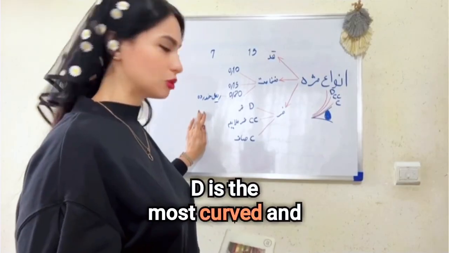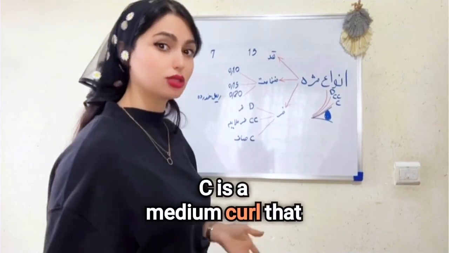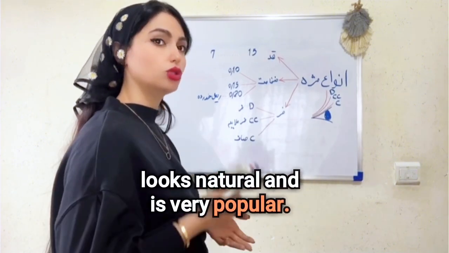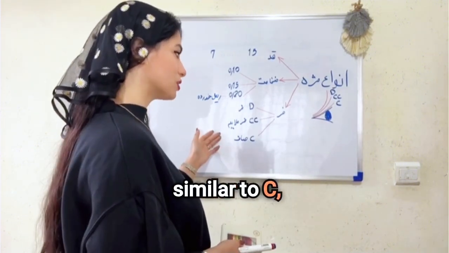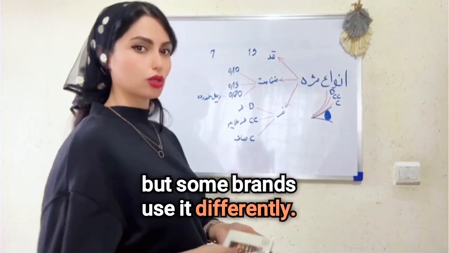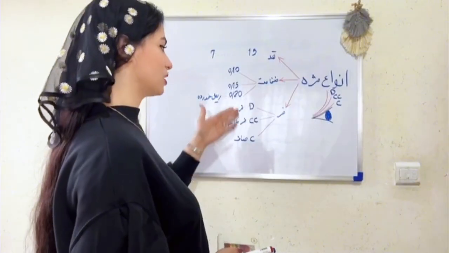D is the most curved and gives a very dramatic look. C is a medium curl that looks natural and is very popular. CC is also a medium curl, similar to C, but some brands use it differently. And J and B are more natural and less curly.